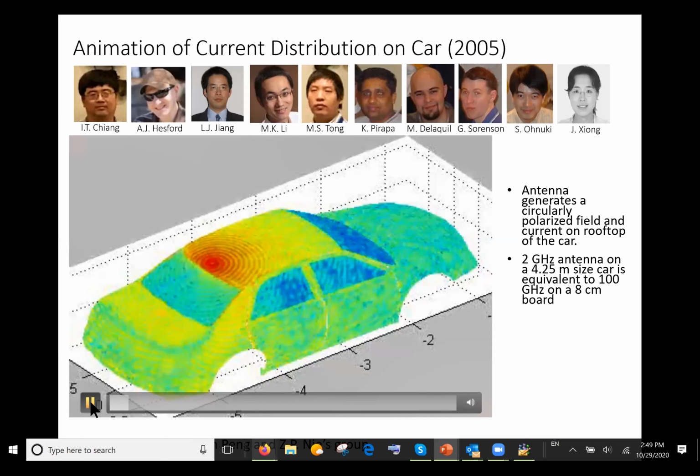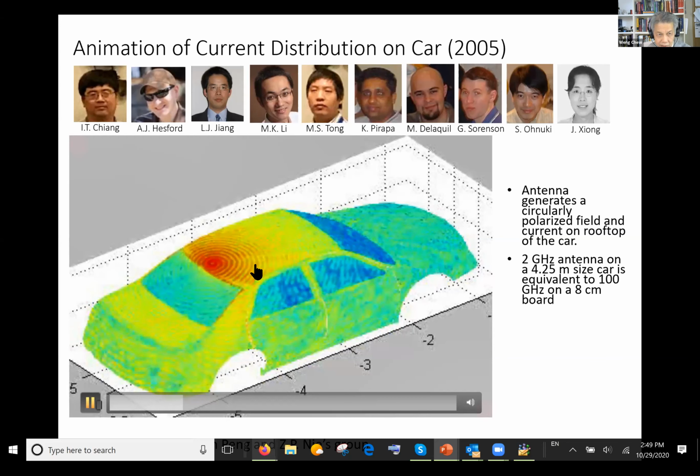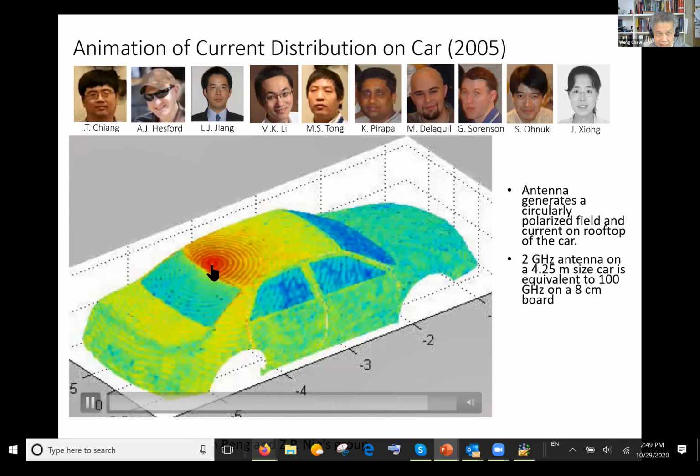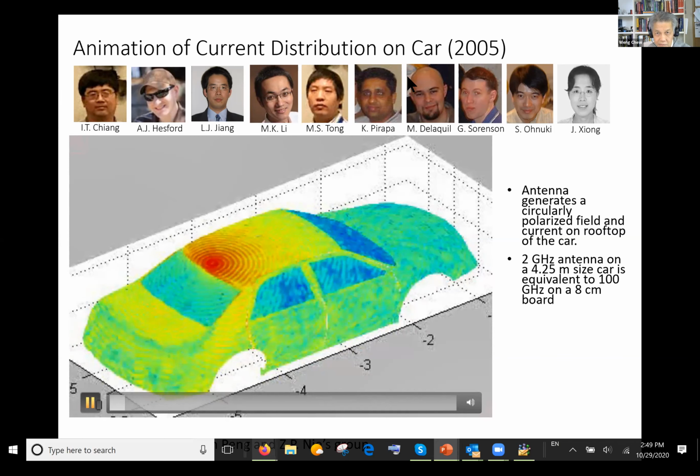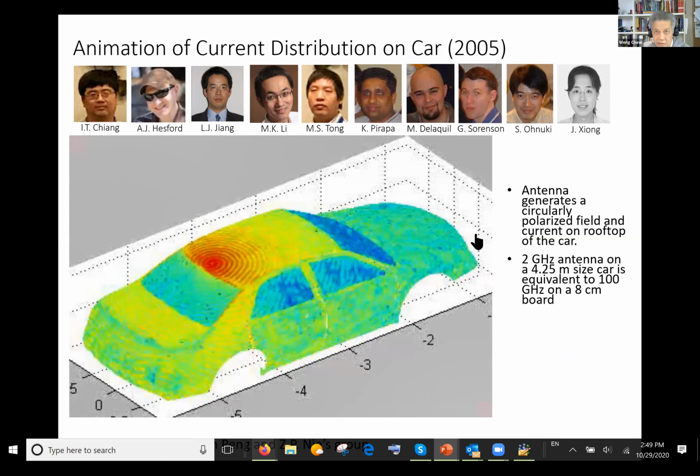Okay, this is what we call an XM antenna on a car. It's used to talk to the satellite, and it was something done by my research group in 2005, some 15 years ago.